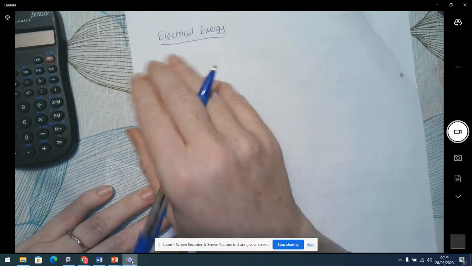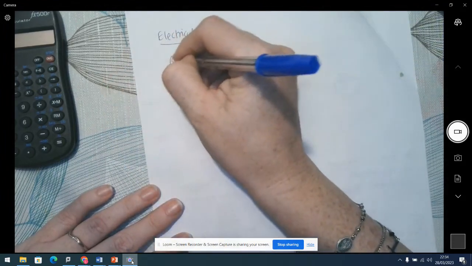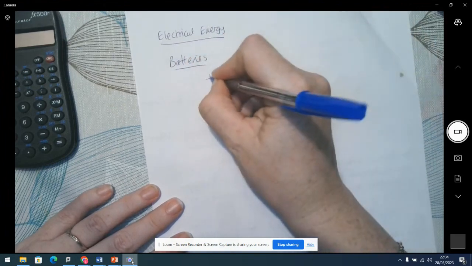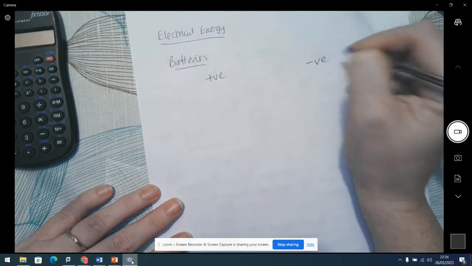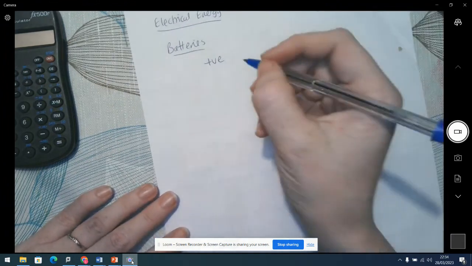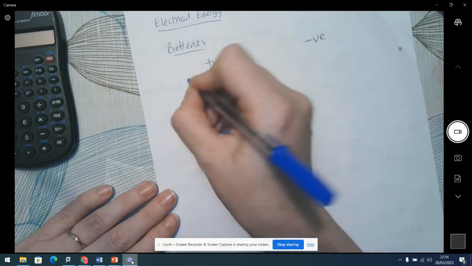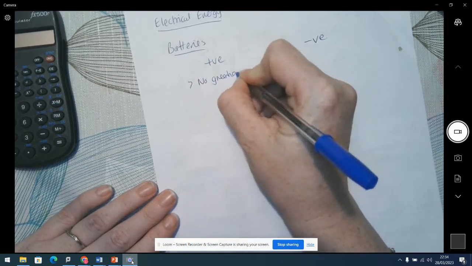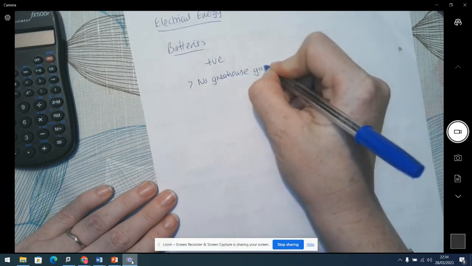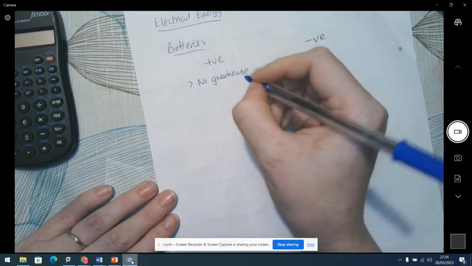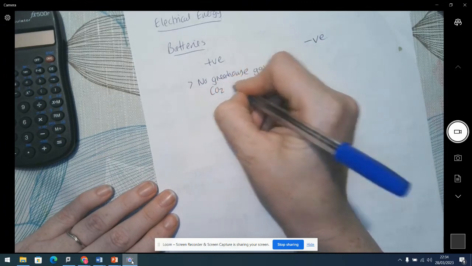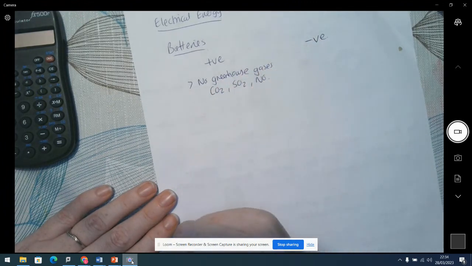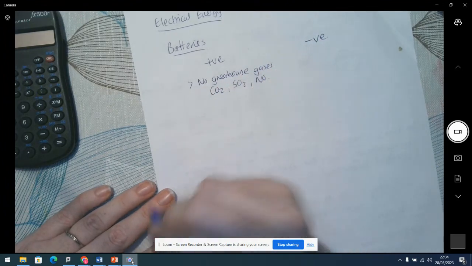So we'll look at batteries to begin with, in terms of, for example, in cars. So in terms of the good things and the bad things, batteries obviously do not release greenhouse gases, so no greenhouse gases. Remember, it's not enough to say no pollution. You have to link it to greenhouse gases. So we're talking like CO2, sulfur dioxide, nitrous oxides. We don't have any of those nasty gases, so that's why it's a good thing.